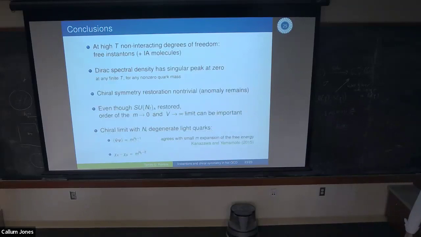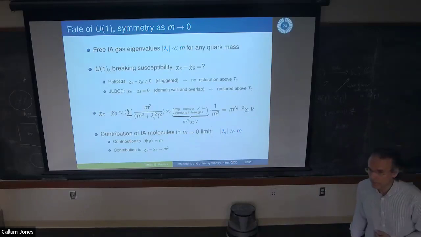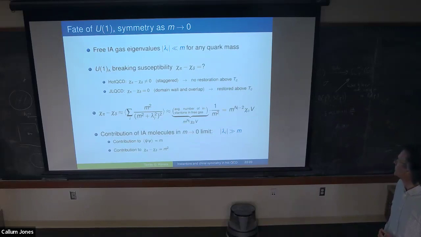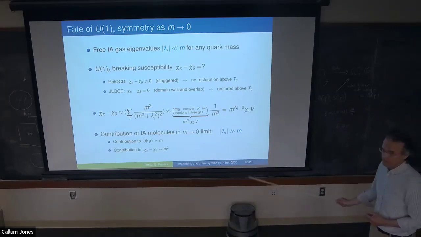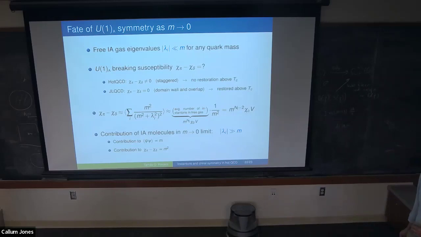Okay, so I guess also your result on the previous slide was already consistent with that. Like when you compute psi bar psi, you saw that it was proportional to m to the power nf minus 1. But that's different. But if you believe that the U1 actually is restored, you should also believe that it's restored when nf is 1.